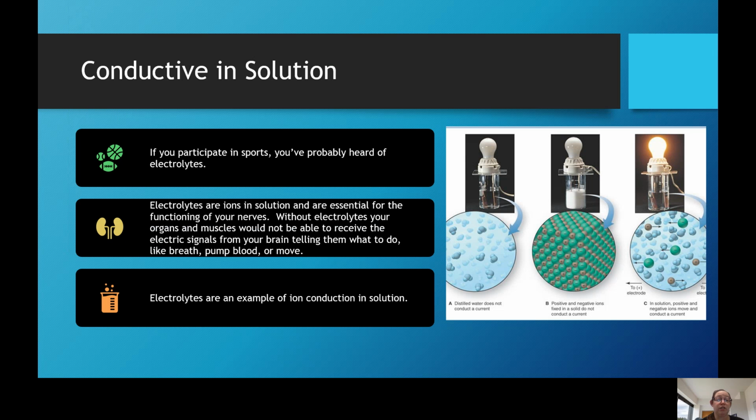Ions are conductive in solutions. So if you've ever participated in sports, you've probably heard of electrolytes. Electrolytes are just ions in solution, and they're essential for the functioning of your nerves. Without electrolytes, your organs and muscles would not be able to receive the electric signals from your brain telling them what to do, like breathe, pump blood, or even move.